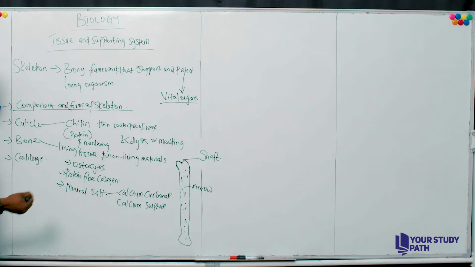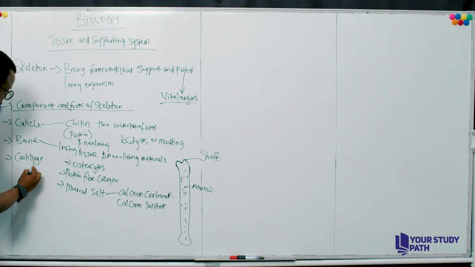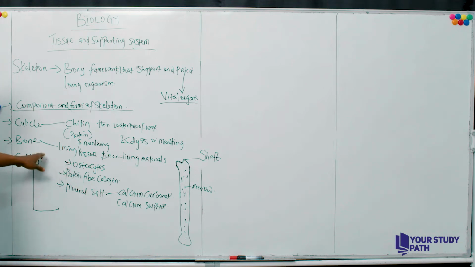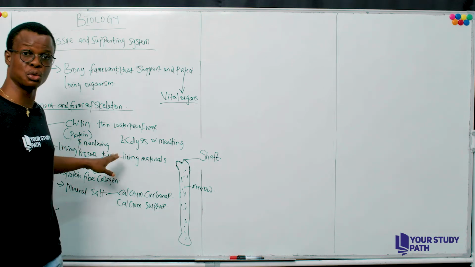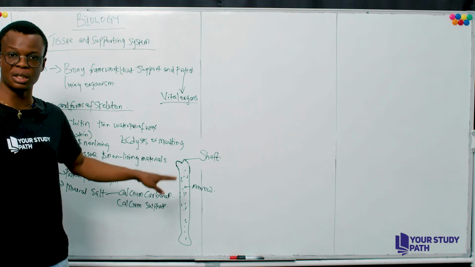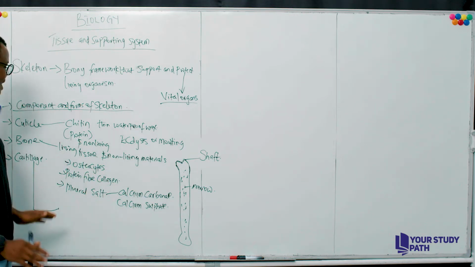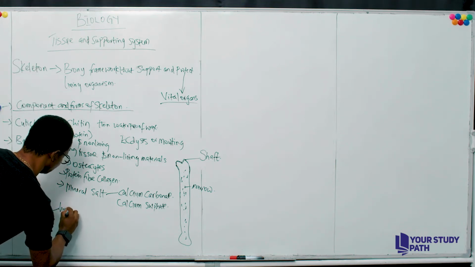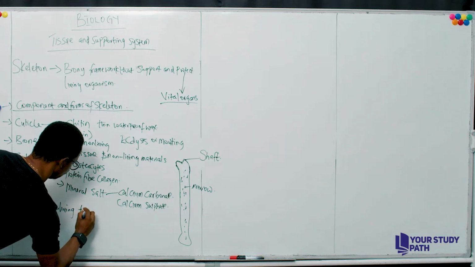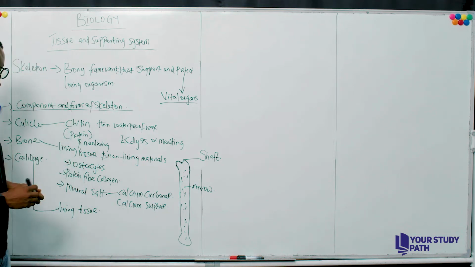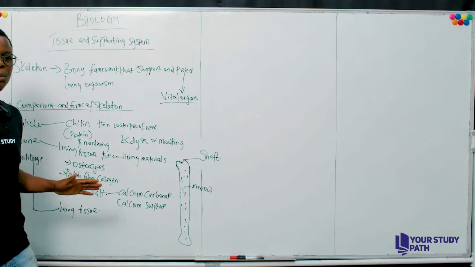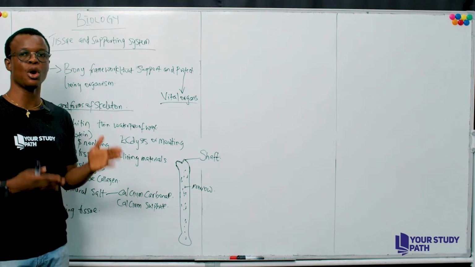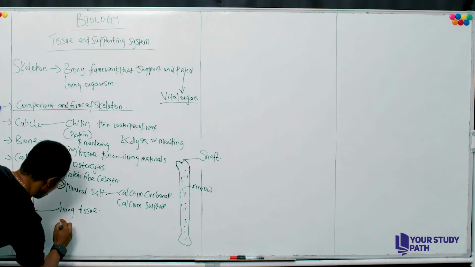The next thing we'll look out for is the cartilage. As opposed to the bone, which is a living tissue that contains both living and non-living materials, the cartilage is a living tissue that contains purely living materials. And it contains three components, which are, one, the chondroblast.